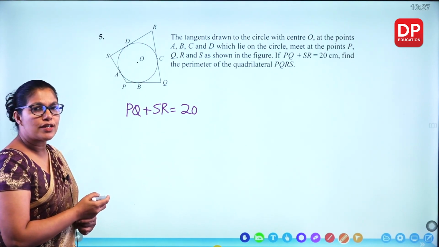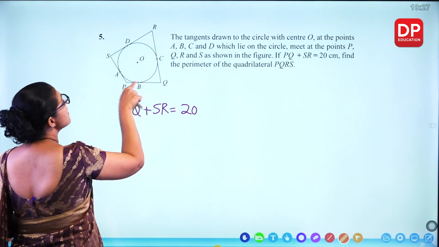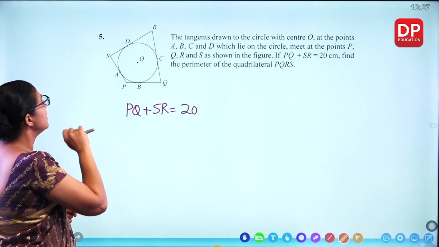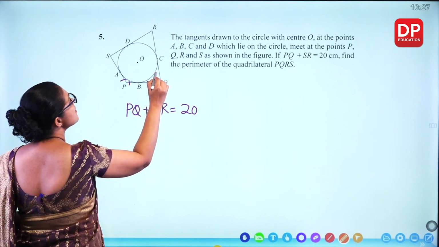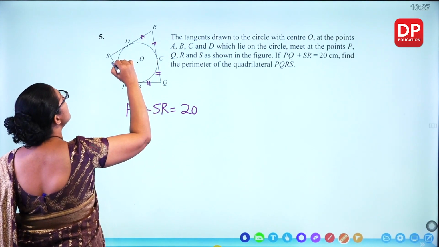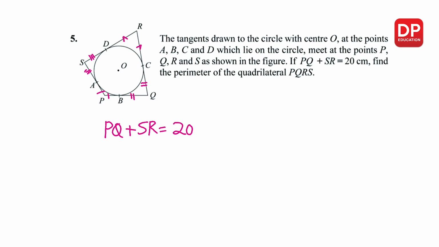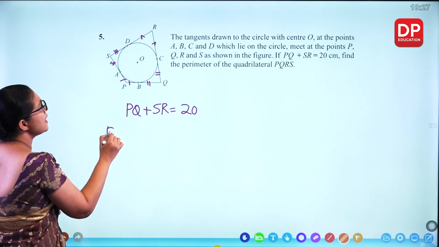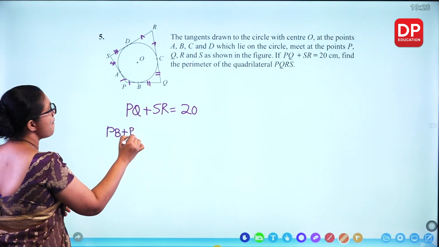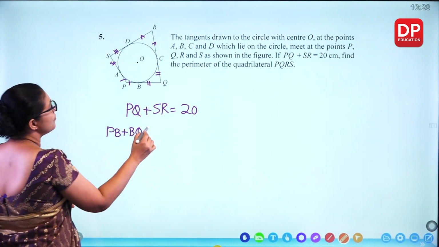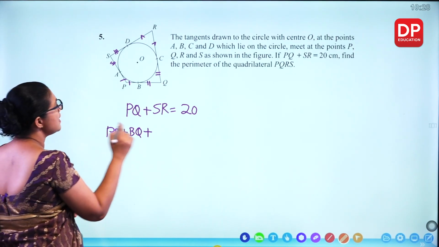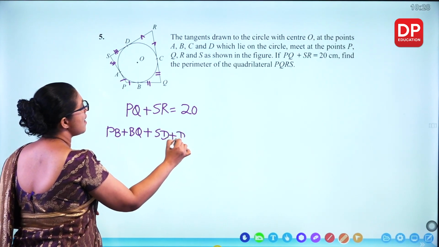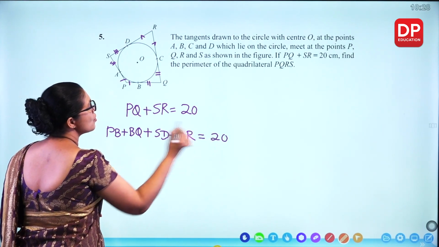What do you know about the tangents drawn to the circle from a point outside? The lengths are equal. So this length is equal to this one, this is equal to this one here and this one here. So what can you write about PQ? I can write PQ is PB plus BQ plus SR. SR I can write SD plus DR. That's equal to 20.